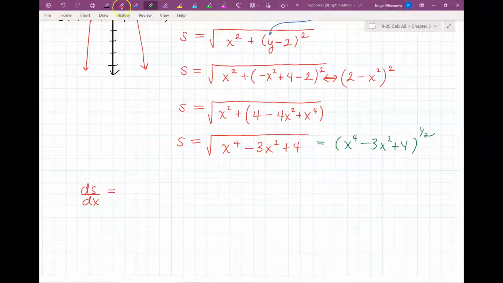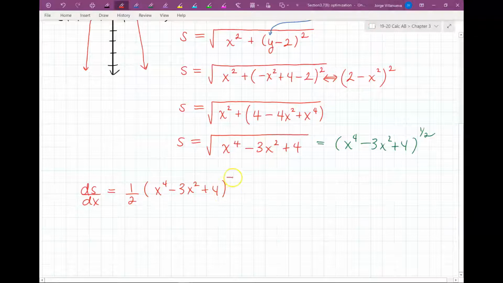Okay, so when I take my derivative, you understand where the half came from. So half times x to the fourth minus 3x squared plus 4 to the negative half, because I have to subtract 1 from it. Notice I didn't take a derivative of the inside yet. Remember, you always do the power first. You ignore what's on the inside, just rewrite it. And then multiply by the derivative of the inside. So that would be 4x cubed minus 6x. And that's my derivative of that portion.